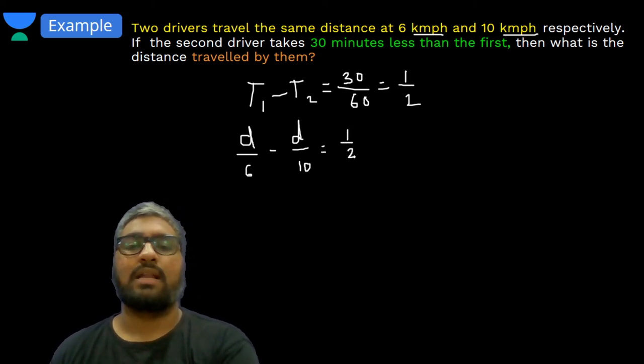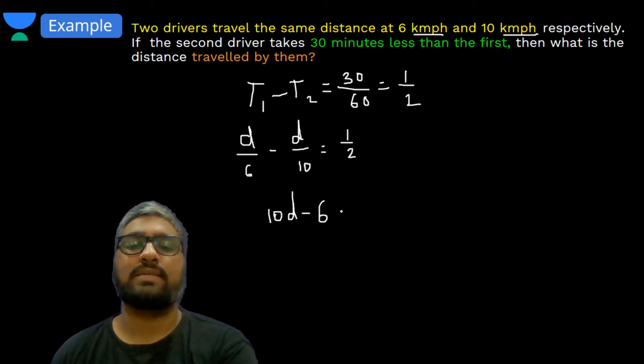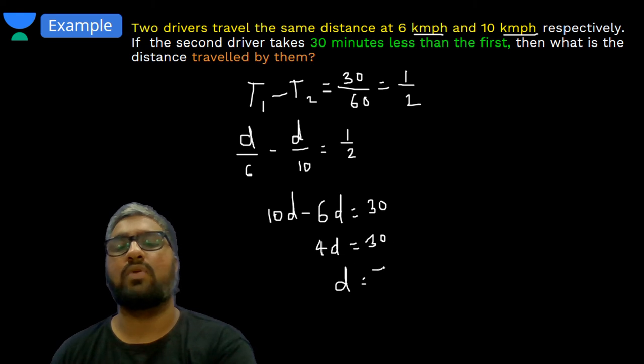Now I'll take the LCM and cancel it. So I'm going to make all the denominators 60. How can I do it? Multiply this with 10, so this will be 10d. Multiply this with 6, this will be 6d. And I multiply this with 30, this will be 30. Do you see how all the 60s get cancelled? So 4 times the distance is 30 kilometers, or in other words, the distance is 30 by 4, which is 7.5 kilometers.